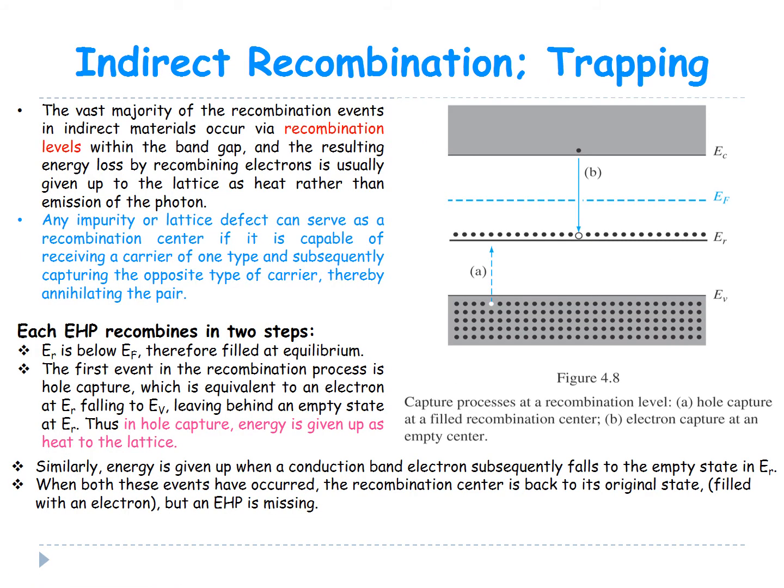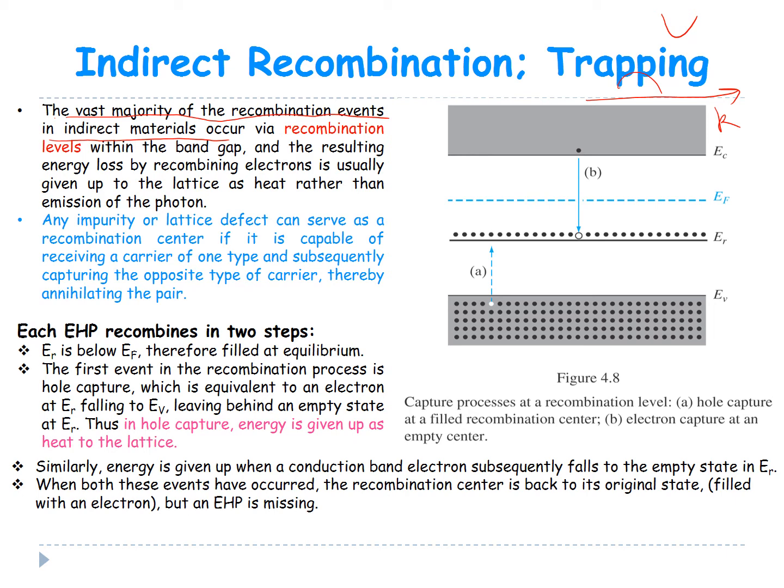Now, in indirect semiconductors such as silicon, where you have the conduction band minimum and the valence band maximum at a different K value, the situation is different. So the vast majority of recombination events in indirect materials occur via recombination levels within the band gap, and the resulting energy loss by recombining electrons is usually given up to the lattice as heat rather than emission of a photon.